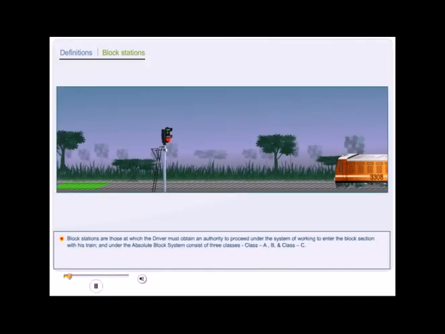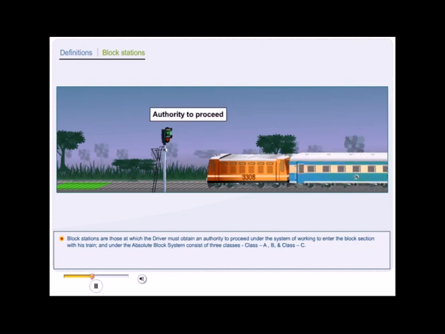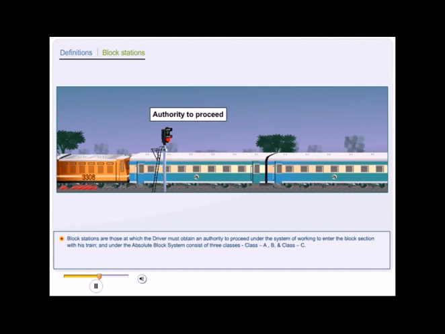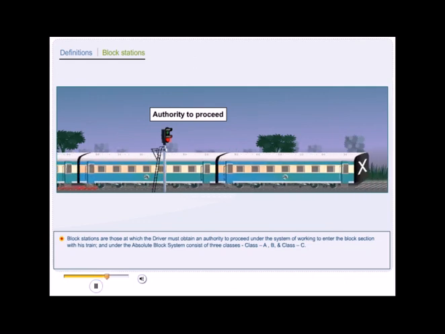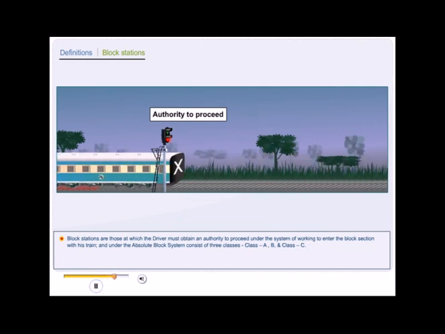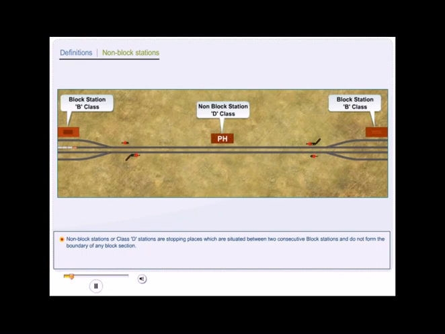Block stations are those at which the driver must obtain an authority to proceed under the system of working to enter the block section with his train, and under the absolute block system consists of three classes: Class A, Class B and Class C. Non-block stations or Class D stations are stopping places which are situated between two consecutive block stations and do not form boundary of any block section.